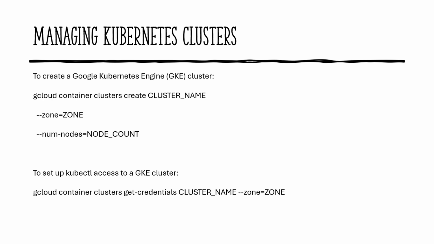Set the default namespace. kubectl config set-context --current --namespace=NAMESPACE_NAME sets the default namespace for the current context. Run a command in a specific namespace. Add -n NAMESPACE_NAME to the kubectl command to operate within a specific namespace. For example, kubectl get pods -n NAMESPACE_NAME. Create a namespace. kubectl create namespace NAME creates a new namespace. Delete a namespace. kubectl delete namespace NAME deletes the specified namespace and all resources within it.